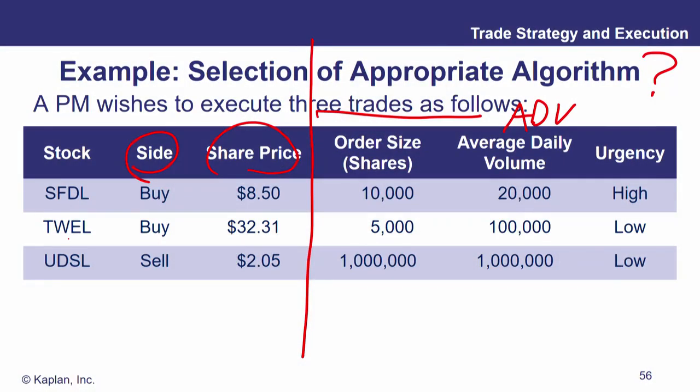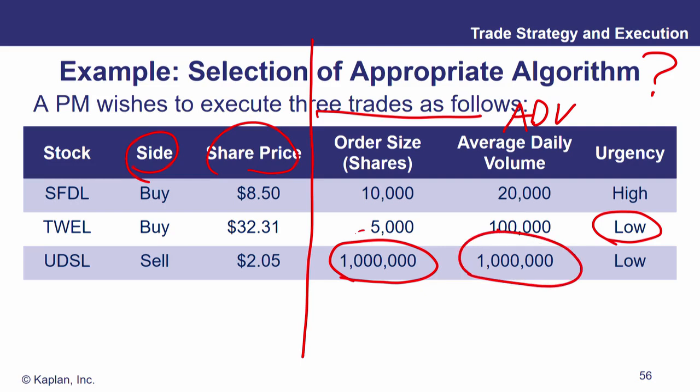Let's look at TWEL. Order size is 5,000 out of 100,000 average daily volume, and the urgency is very low. Okay, I know how to do that one too. And let's look at UDSL. Well, here's interesting. 1 million order size, 1 million average daily volume. So we're trading 100% of the average daily volume, and luckily the urgency is low and not high. So they've given us 3 trades. Tell us which is the appropriate algorithm. Completely fair question, and I think it's very testable and a reasonable question.